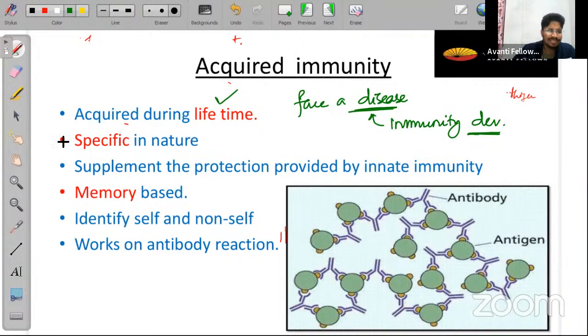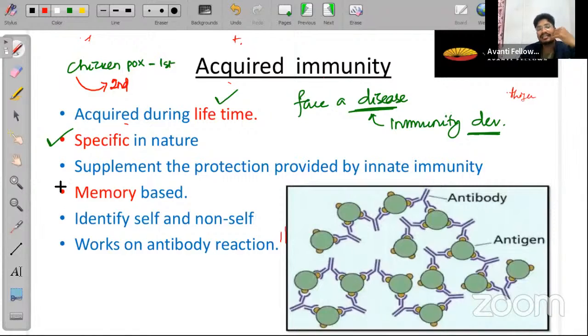Okay. This is very much specific in nature because it is developing against a specific disease. For example, in the previous class also I gave you an example. A person is affected with chicken pox, right? When the person is affected with chicken pox for the first time, he is affected the first time. Now, the second time, the chicken pox virus will try to enter into the body. The second time it will try to come in, right?